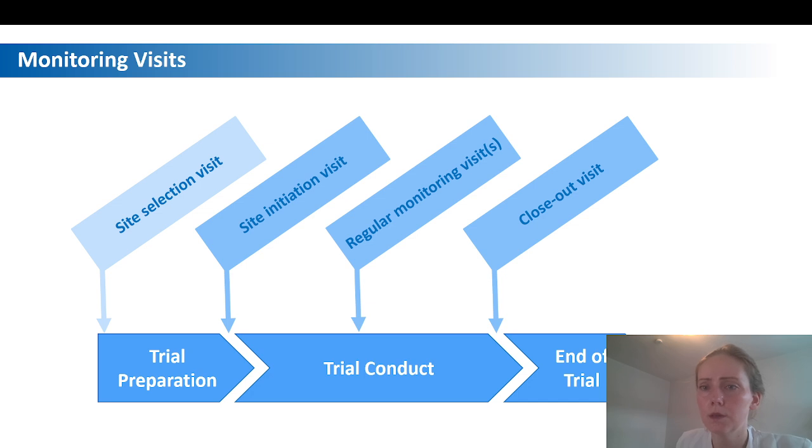Once all regulatory aspects to include the site into the study are finalized, the site initiation visit takes place to formally start recruitment at the site. During trial conduct at the site, regular monitoring visits are performed to ensure patient safety and data integrity. Lastly, once the last patient has their last visit at the site, a closeout visit is performed to formally end the active trial participation of the site.